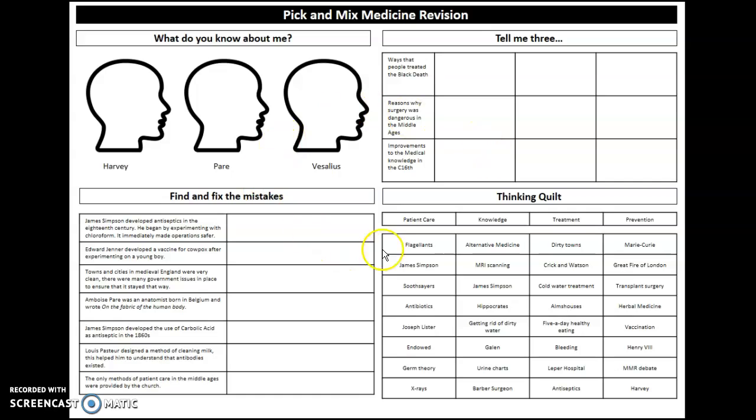You do not need to print it out. You can draw out the various different tasks and make them into tables, or you can print it out if you are able to do so. There are 4 tasks for you to complete on the sheet. The first one is, what do you know about me?